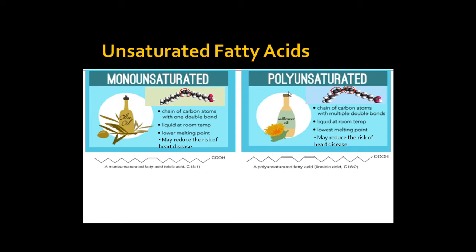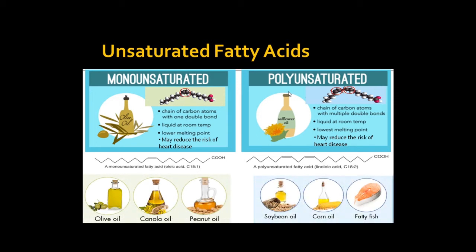Next is showing one example of each. 18-carbon oleic acid is an example of monounsaturated fatty acid, and 18-carbon linoleic acid is an example of polyunsaturated fatty acid, which has two double bonds in its structure. Some fats containing monounsaturated fatty acids are olive oil, canola oil, peanut oil. Likewise, some fats having polyunsaturated fatty acid molecules are soybean oil, corn oil, and fatty fish.